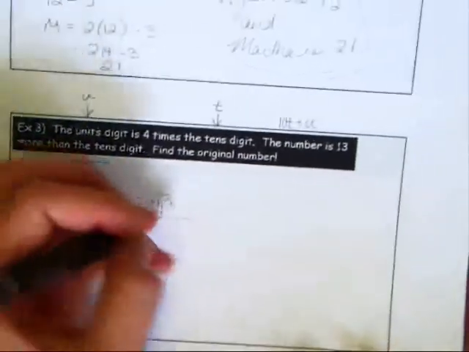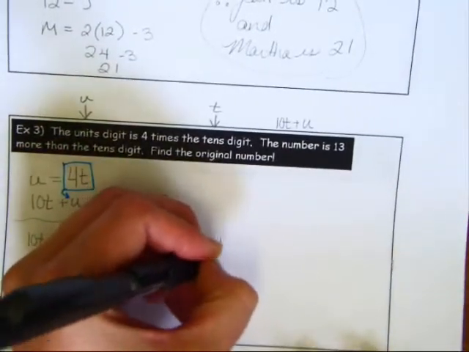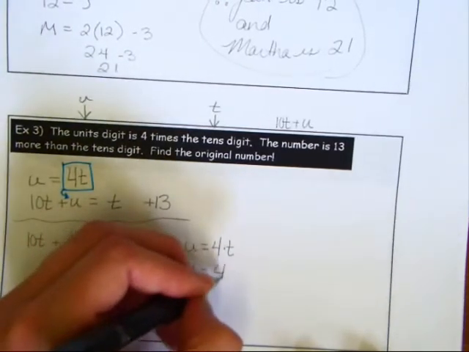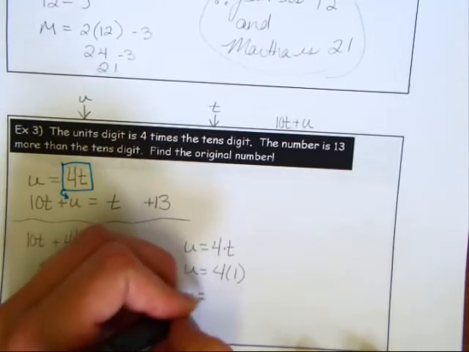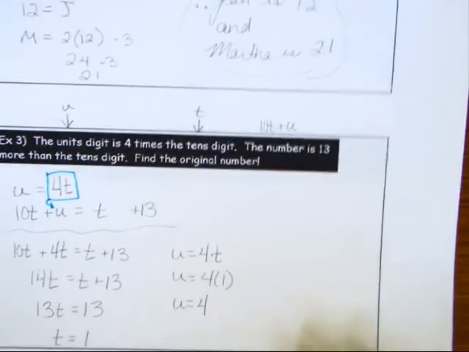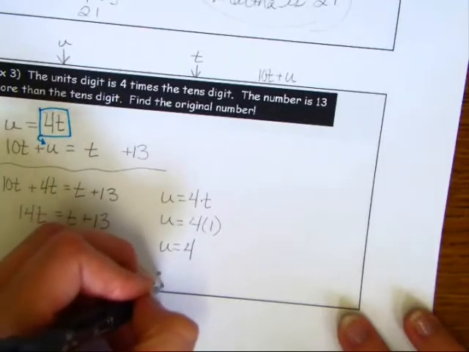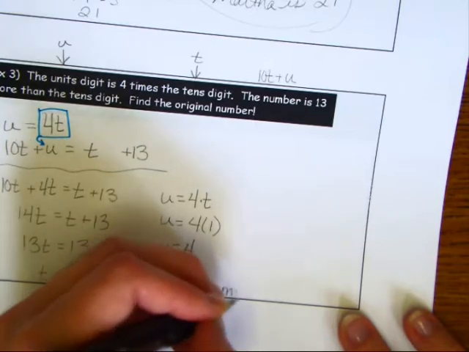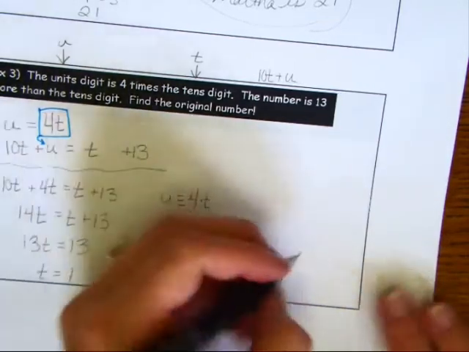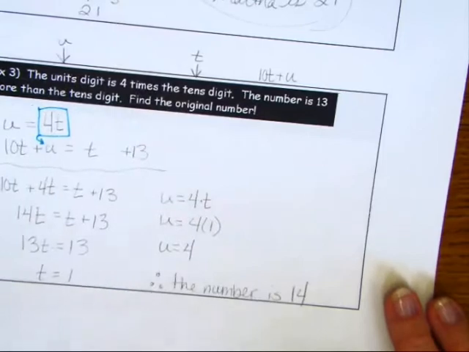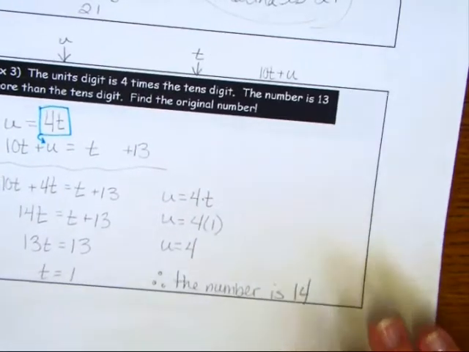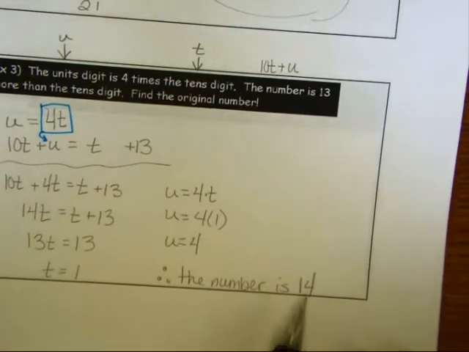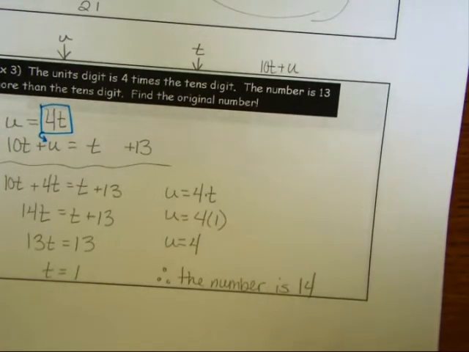Now for the units digit. The units digit, if you look at the box, is simply 4 times t. So the units digit is 4 times 1, or the units digit is simply 4. Watch this therefore statement. Therefore, the number, the hidden number, is 14. You might be like, Mrs. L, where are you getting this 14 from? Well, the 14 comes from the tens digit and the units digit. 1 is the tens digit, 4 is the units digit.